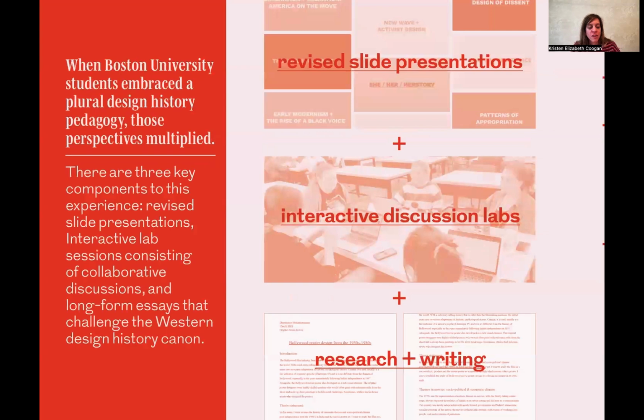When my history or graphic design students embraced the plural design history pedagogy, those perspectives multiplied. There are three key components to this plural pedagogy. First, revised slide presentations integrate more women, people of color, and underrepresented stories into the curriculum. These lectures model the inclusion of non-canonical content and contextualize the work within the broader canon. The objective is to show more students more of themselves throughout historical dialogue.